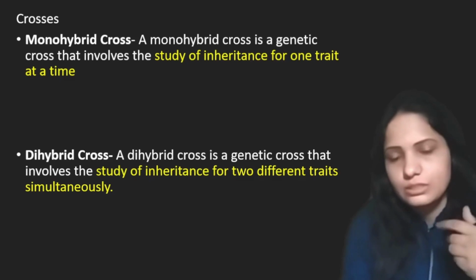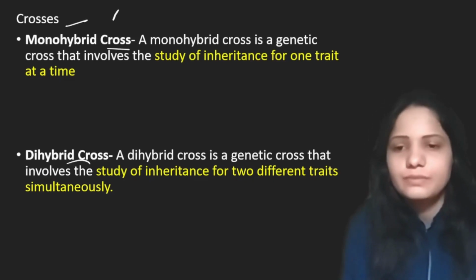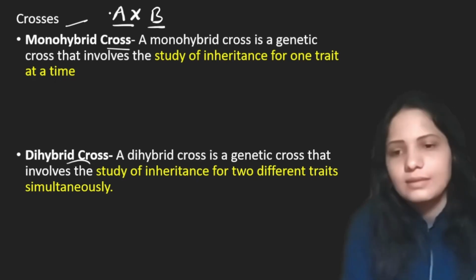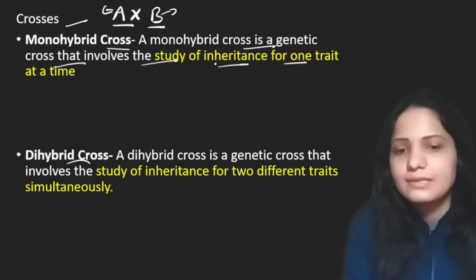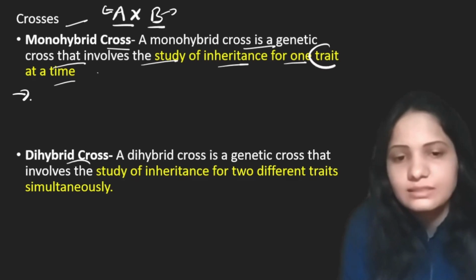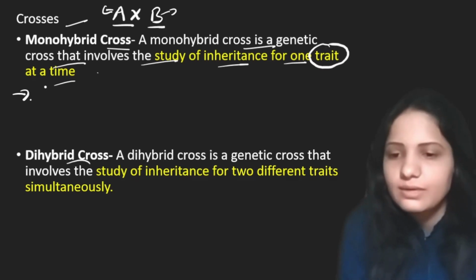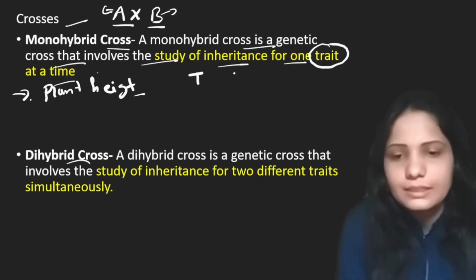Next, we have these crosses: monohybrid cross and dihybrid cross. What is a cross? This is a cross. This is a parent. This is also a parent. Now, a monohybrid cross is a genetic cross that involves the study of inheritance for one trait at a time. Crosses are for the study of traits, how the trait is transferred. Now, let's consider, for example, we have the trait of plant height. We have these letters, capital T and small t, one trait at a time.